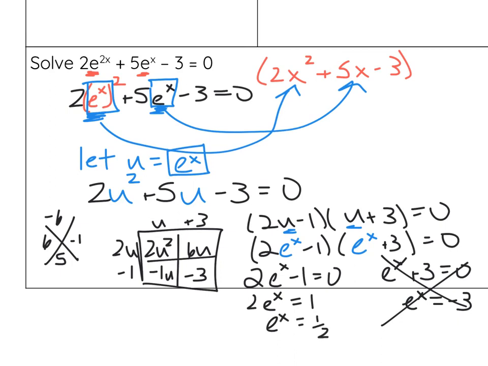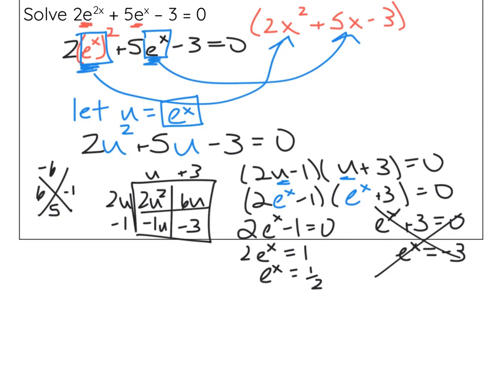And last, we're going to use our calculator. This is log base e of 1/2 equals x, aka natural log of 1/2. Typing that in the calculator, I get negative 0.693.